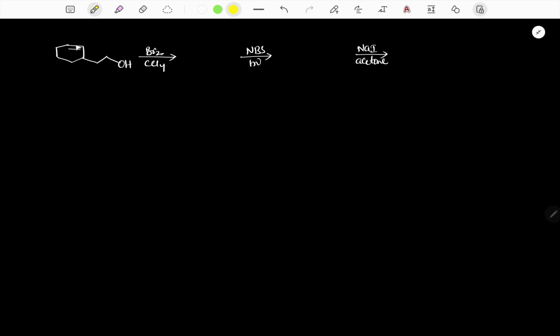Alkene treated with Br2. The alkene reacts with Br2 and forms a cyclic three-membered ring, the cyclic halonium ion. Now the cyclic halonium ion undergoes an intramolecular substitution reaction. Therefore finally we get the corresponding product like this: 1, 2, 3, 4, 5, a 5-membered ring.